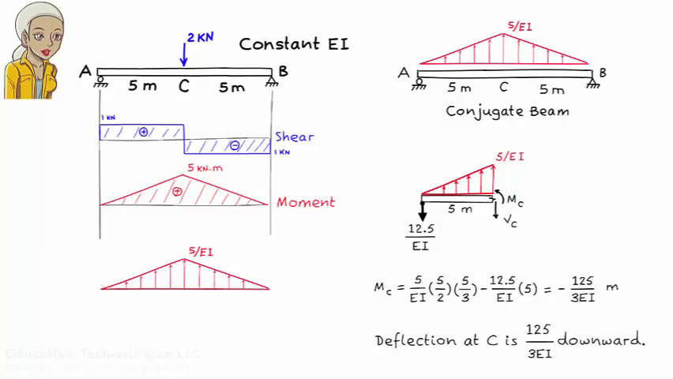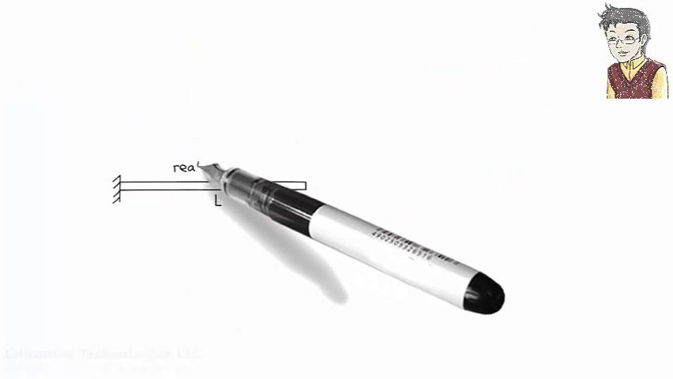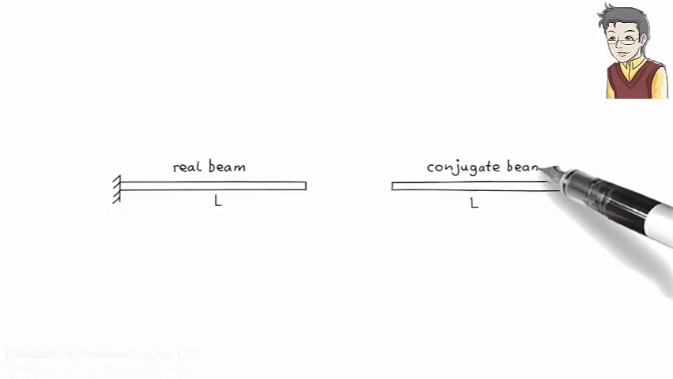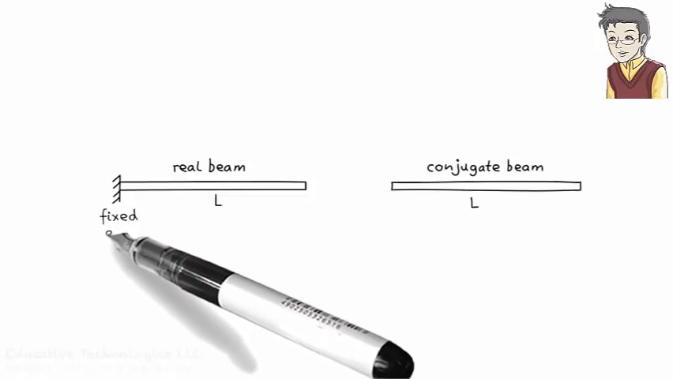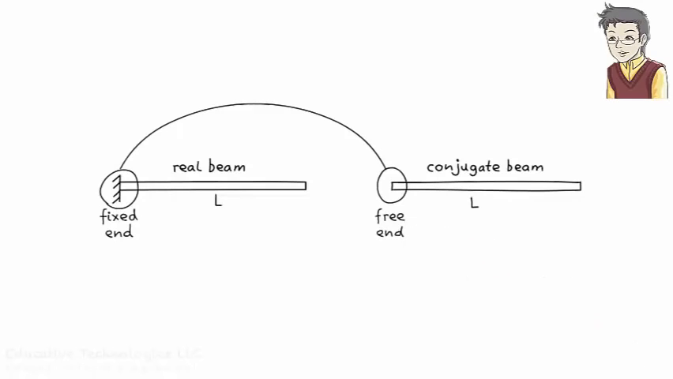Before we look at a few more examples, let's see how the conjugate beam could vary from the real beam. The conjugate beam always has the same length as the real beam. The supports for the conjugate beam, however, could be different than those in the real beam. If there is a fixed support at either end of the real beam, we need to turn it into a free end in the conjugate beam.